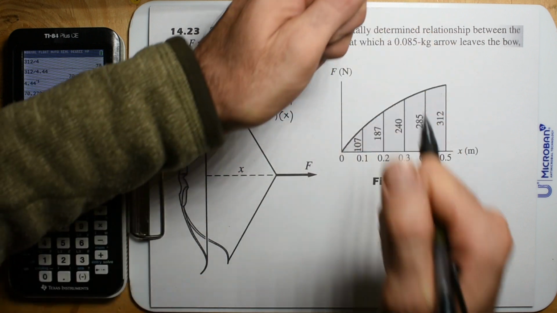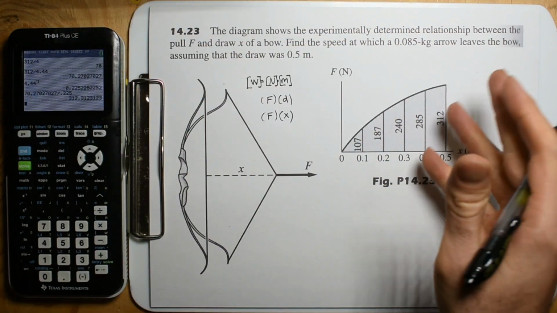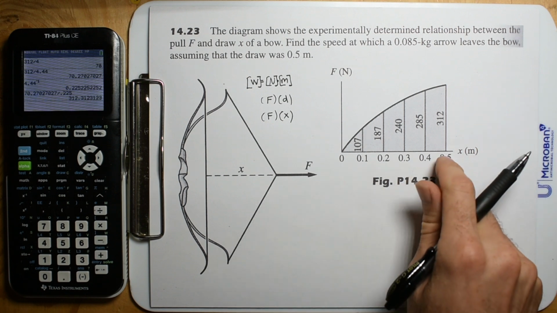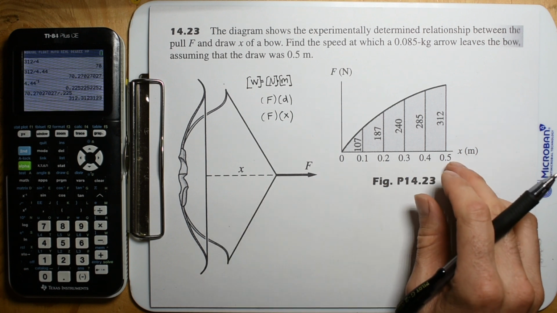But when I pull a bow, what would be a good force that I could actually pull? Maybe 70 pounds. Sure, I could probably do that. Maybe that'd actually be pretty difficult. That's why archery is a difficult sport.